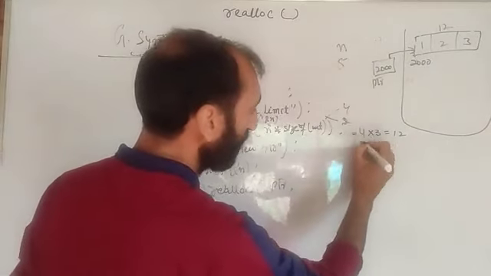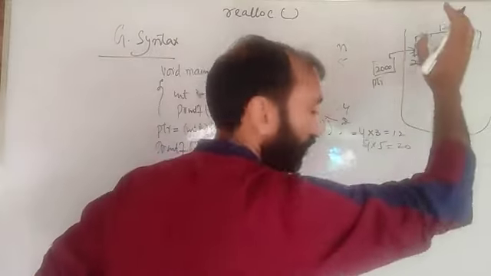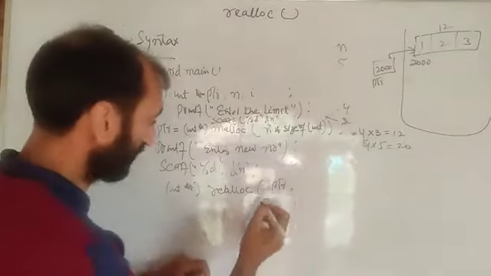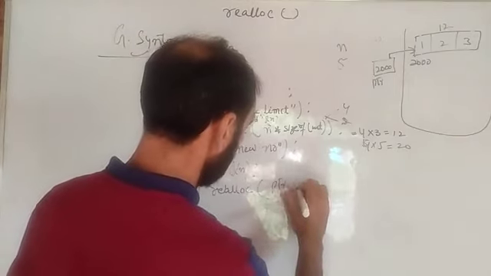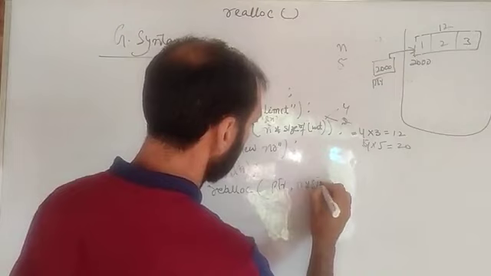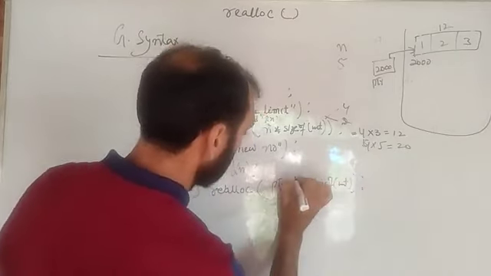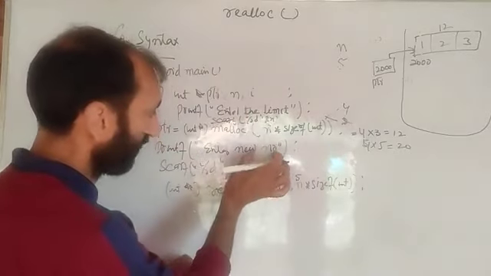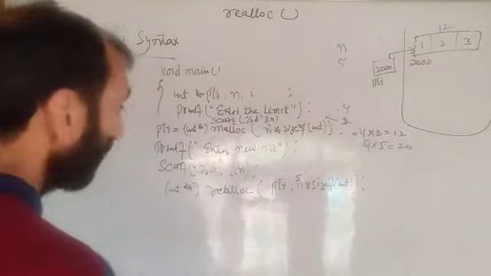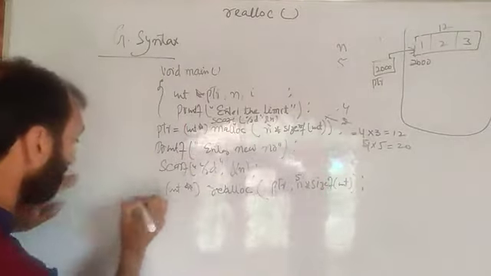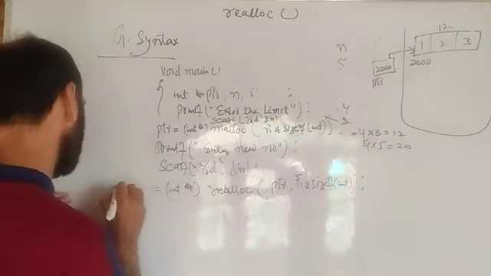That means 5 into 4, that means 20 bytes of the memory will be allocated, a block of 20 bytes. That means new size is 5. That I can write here simply n into size of int, because now the size is 5. It has been modified. Previously it was 3, now it is 5, right? Now, with this, it will return the base address also.